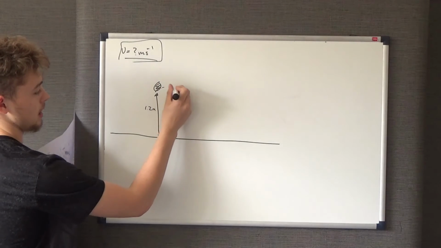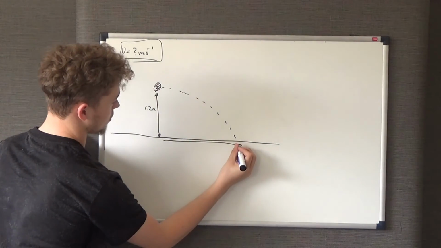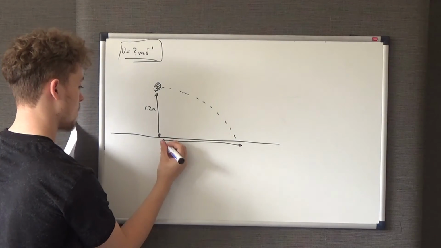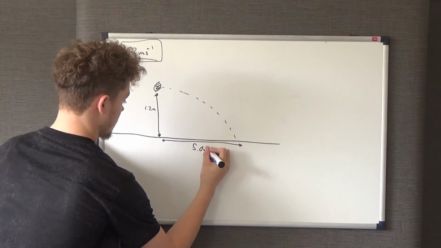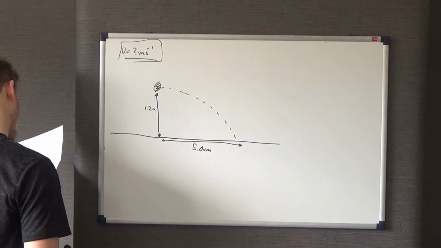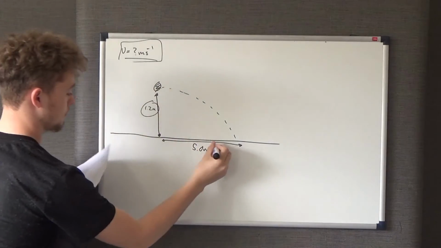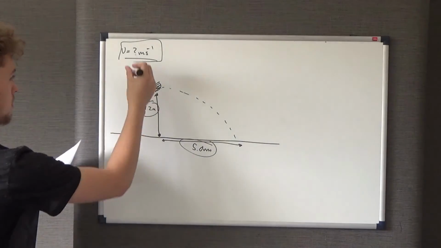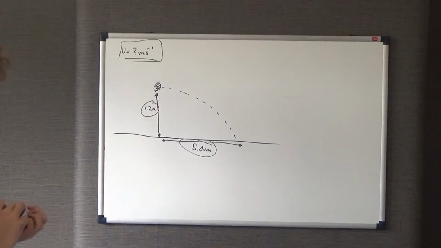It travels in a projectile motion kind of way, and we end up with it covering 5 meters horizontally. Okay, so they're the only 2 bits of information that we're given. We have to work out u. How do we do that? Well, you just have to familiarise yourself with the equations for projectile motion.